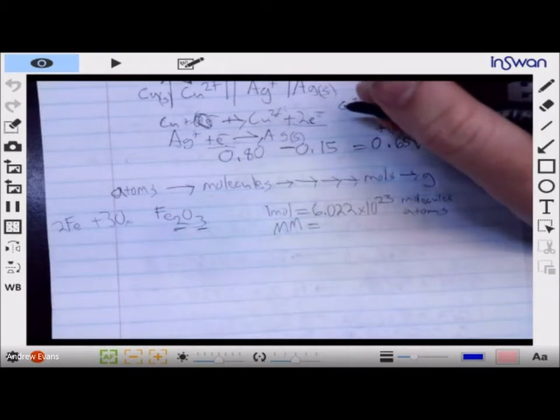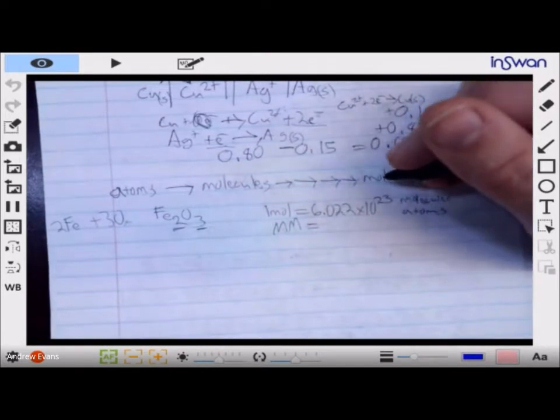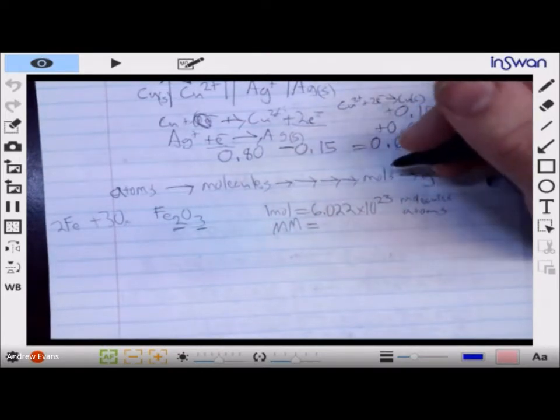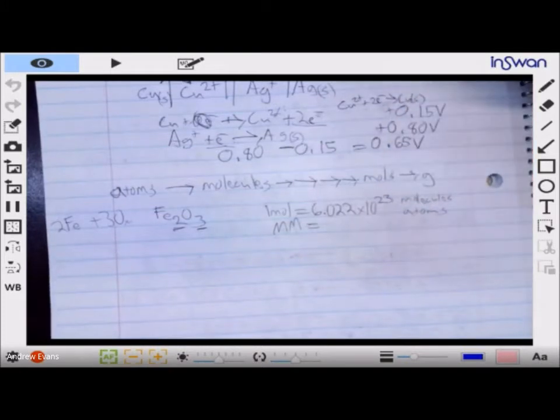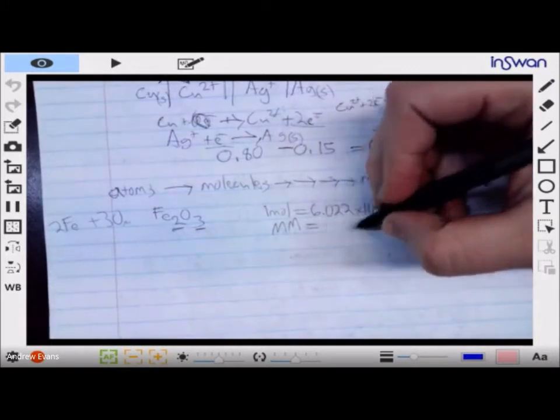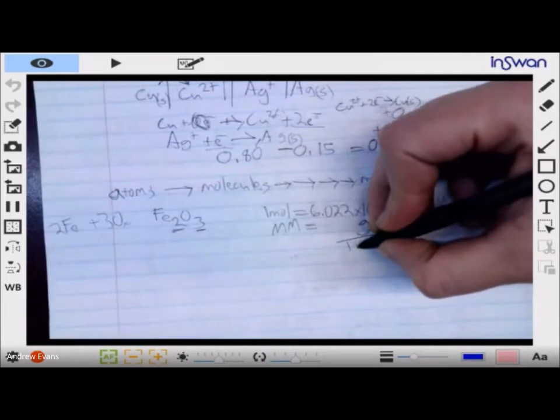Just like you could say the average weight of an egg is 2 ounces. If I have 16 ounces worth of eggs, how many eggs would you have? Well, at 2 ounces per egg, you would have 8 eggs. So this is going to be a molar mass in the units of grams per 1 mole.